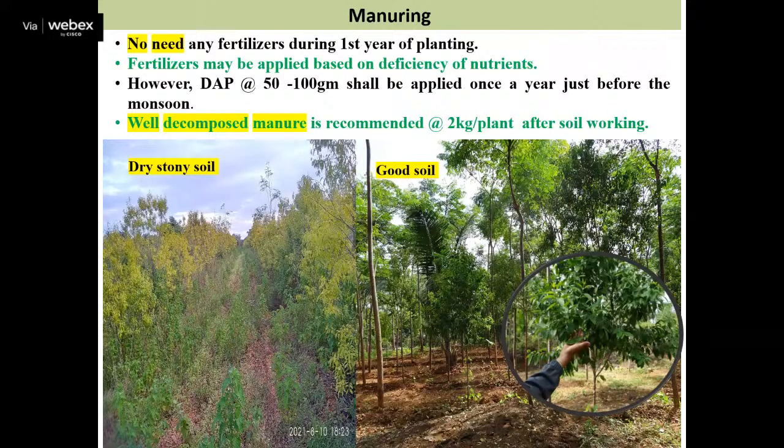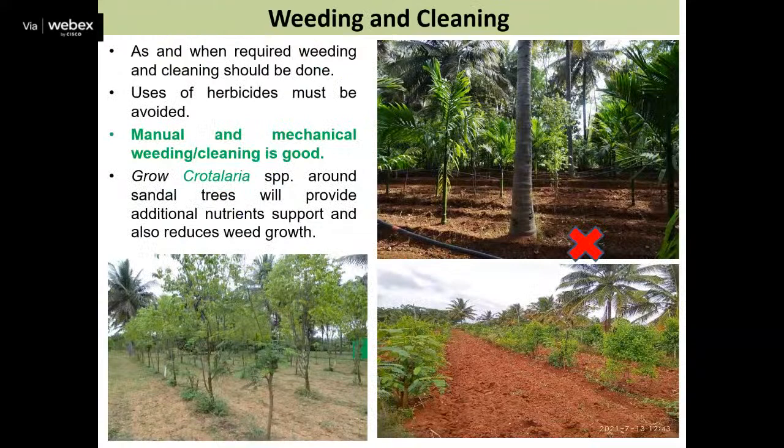Then manuring, if you apply it, the growth is very good and you will get fast growth. If you don't have any manuring, we generally recommend well decomposed manure, that is sufficient, no need of any fertilizer. There are two plots: on the left side is the non-manured plant, and the other is a manured plot. It shows good and healthy vegetative growth.